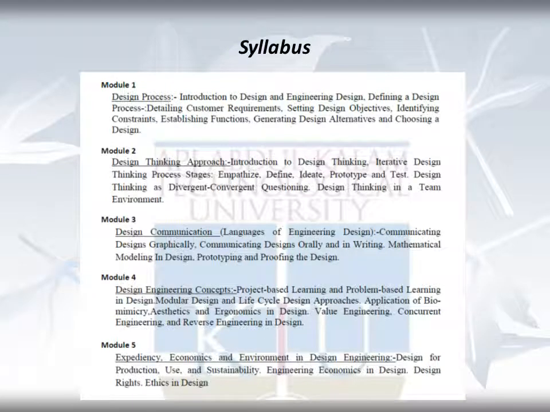Before going to Module 1, I will be explaining the syllabus of the subject Design and Engineering. Module 1 deals with the design process. In this module, an introduction to design and engineering is given, and the design process is defined, which deals with setting design objectives, identifying design constraints, establishing design functions, generating design alternatives, and choosing a design.